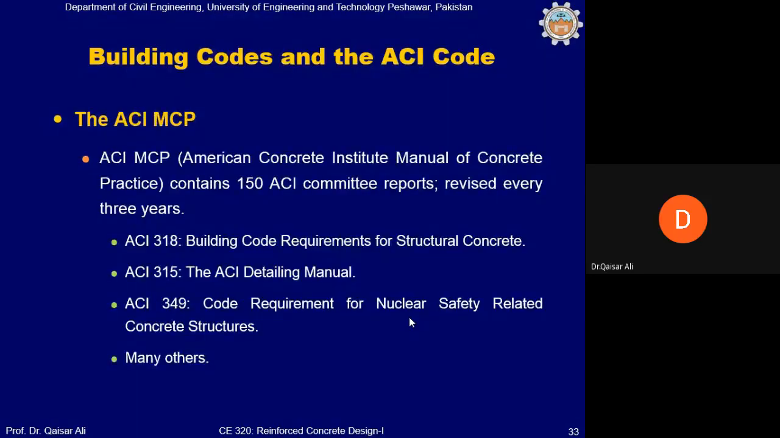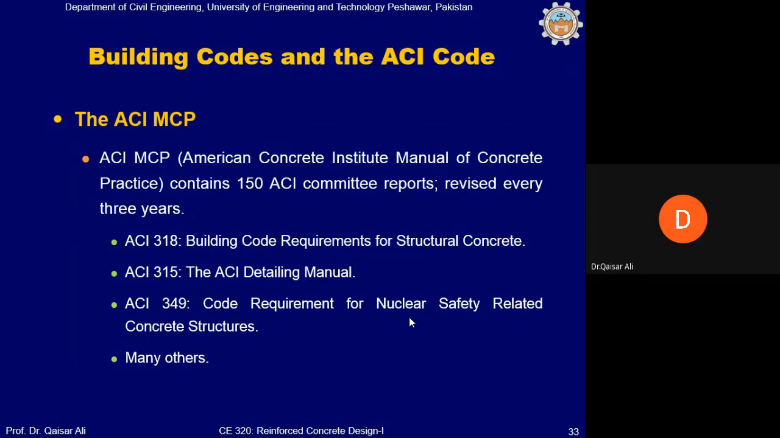Now, talking specifically about ACI, because we will be frequently using this term, you should pay attention a little bit more. There is a document called ACI MCP. ACI means American Concrete Institute. MCP means Manual of Concrete Practice. The ACI MCP is a huge document consisting of a lot of volumes.